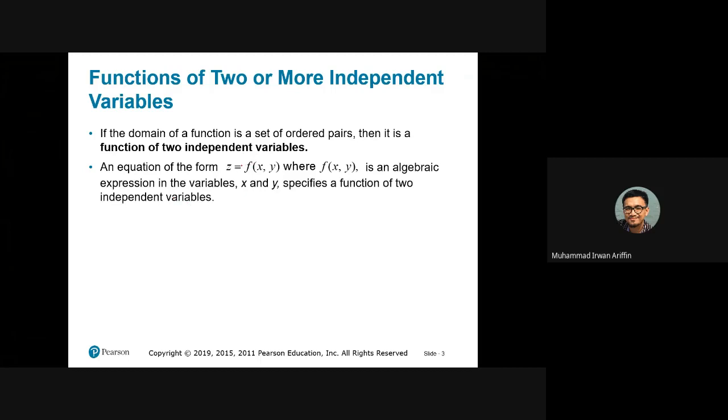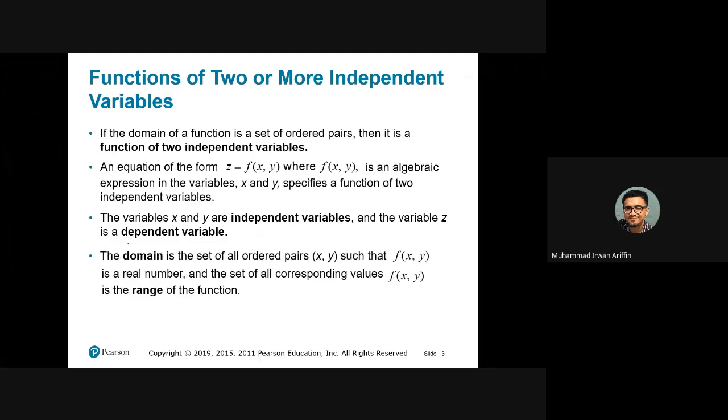Our function f of x and y is a function of two independent variables x and y. So x and y are known as independent variables, while z is known as the dependent variable. The domain is the set of all ordered pairs x and y such that the output of the function becomes a real number, while the set of all corresponding values of f of x and y, the output, is the range of the function. Now, similar definitions for functions of three or more independent variables can also be made, but that will be outside the coverage of this course.